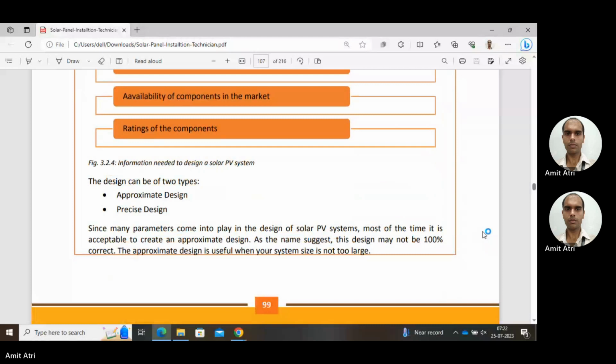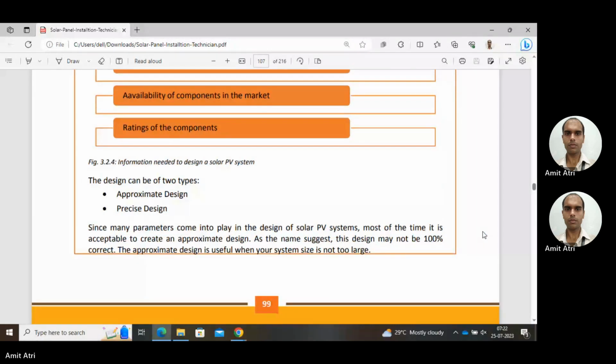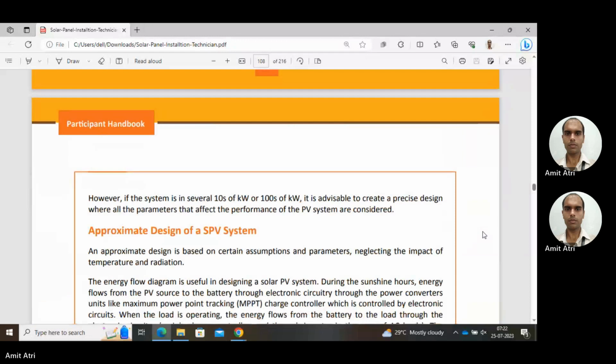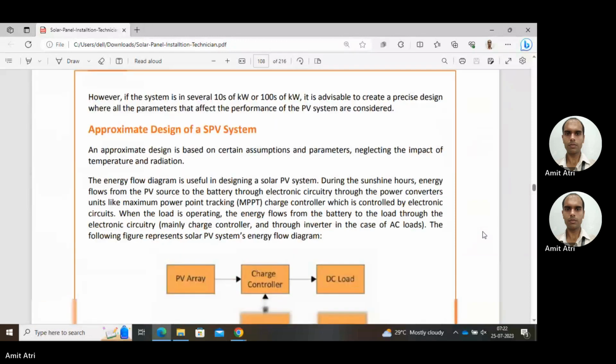So the approximate design may not be 100% according to the load, may not be totally rated as per the load requirement, but it is approximate, means almost. Okay, not exact but almost. It will satisfy the load requirements. So it is more suitable for small systems. For large systems, we prefer precise design. Like a common household load can work on approximate design.